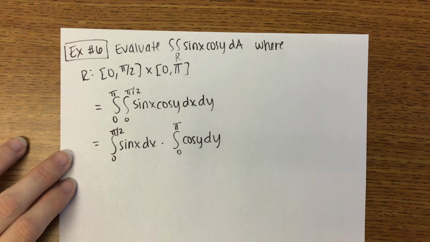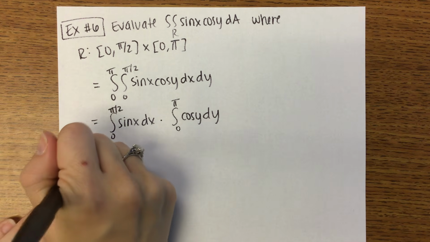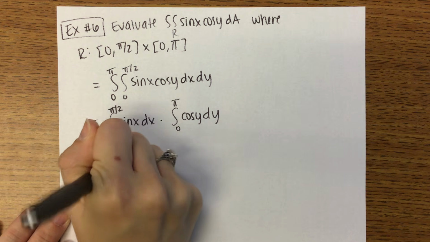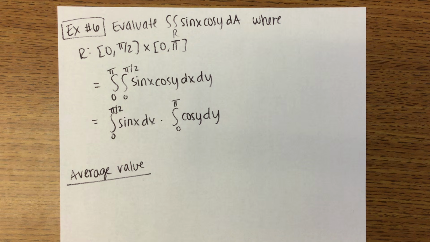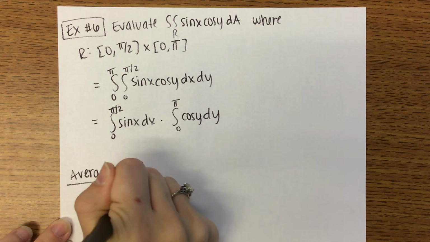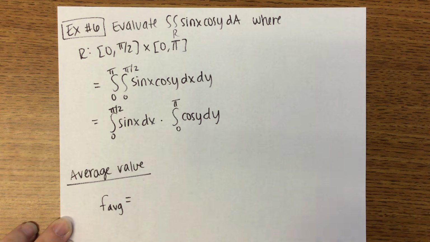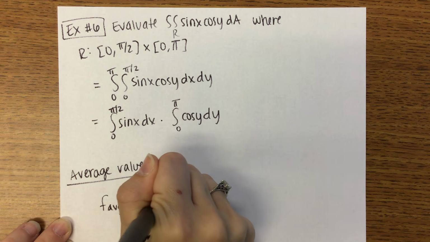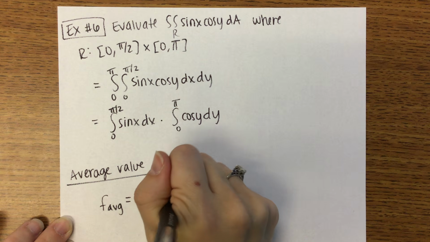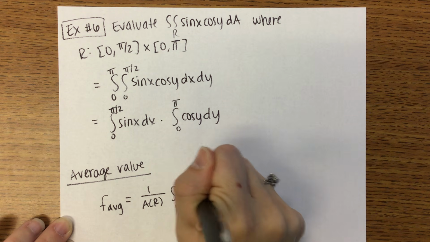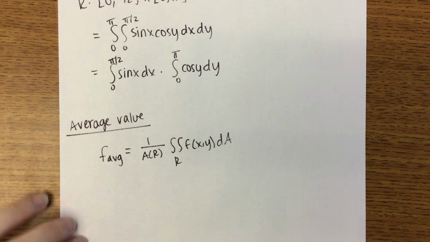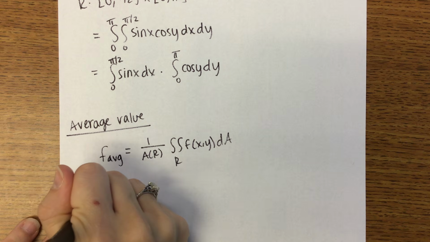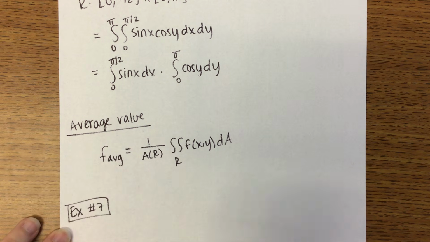Great. Last thing that we need to talk about is average value. So let's say that you're looking for the average value of f or z over some region R. The average value of f is going to be 1 over the area of the region R times the double integral over R of f of xy dA. So that should be similar to what you guys did last year.